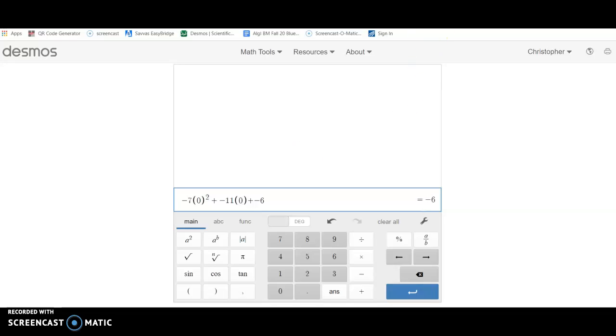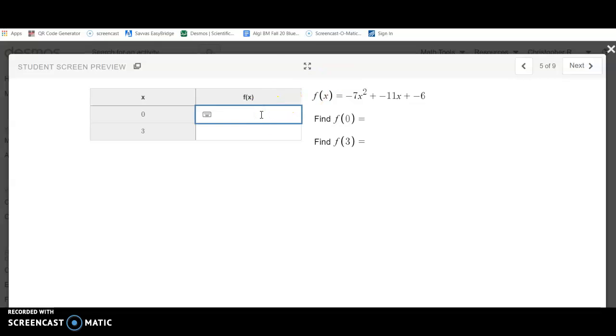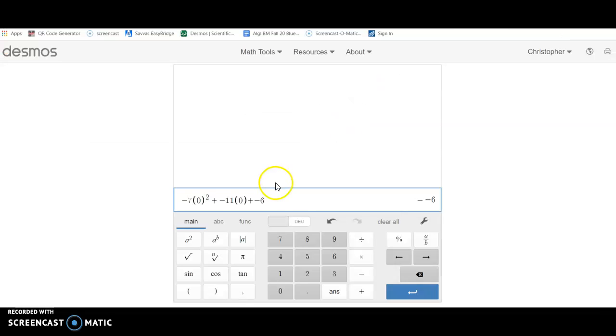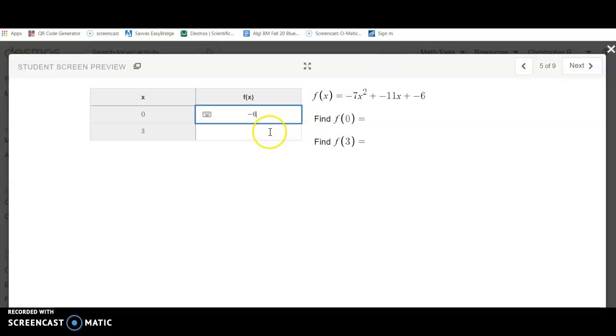So I'm going to come back here. The first answer is negative 6. Now the next one is going to be 3. So now I'm going to replace those x's with 3. So I go back to my calculator. I'm going to replace these with 3. And I get negative 102. So I'll go back here, and I plug in my negative 102.